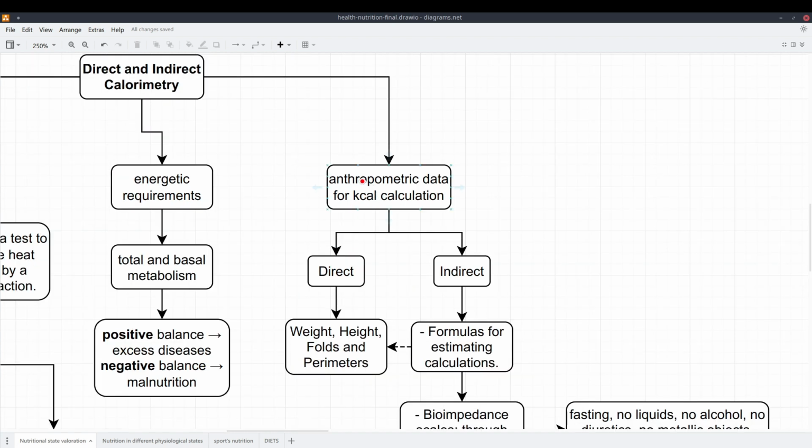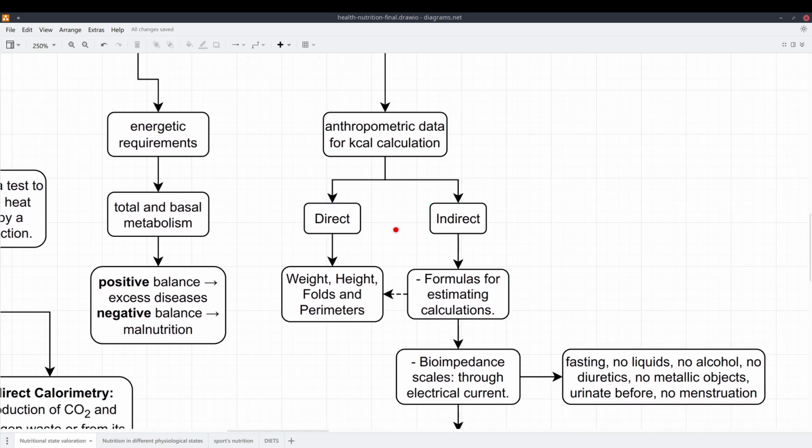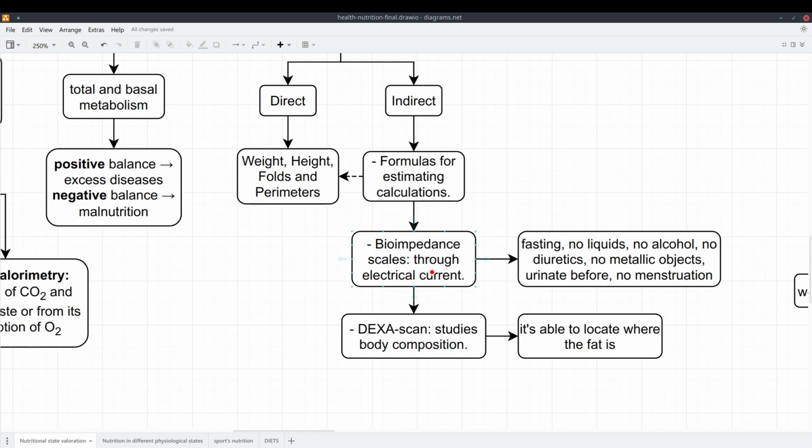What about anthropometric data for the kilocalories calculation? We have both direct and indirect methods to calculate the calories we burn in a day. The direct method uses the height, the weight, the folds and the perimeters of our body, whereas the indirect uses formulas for estimating the calculations for this method, or bioimpedance scales.